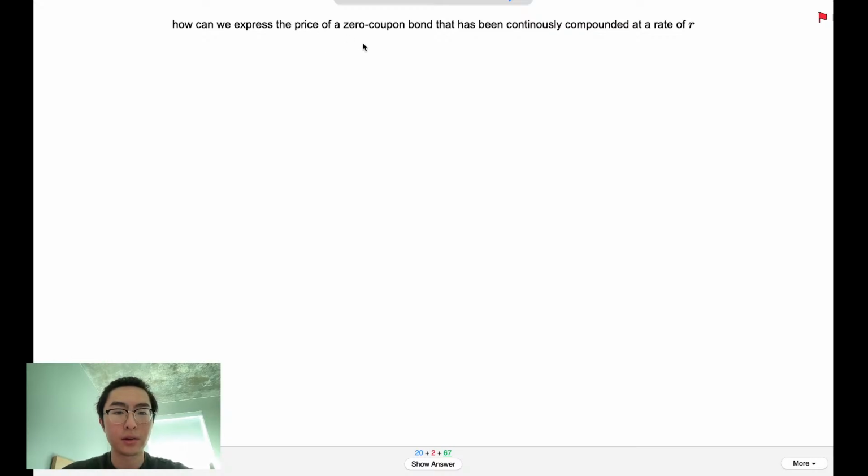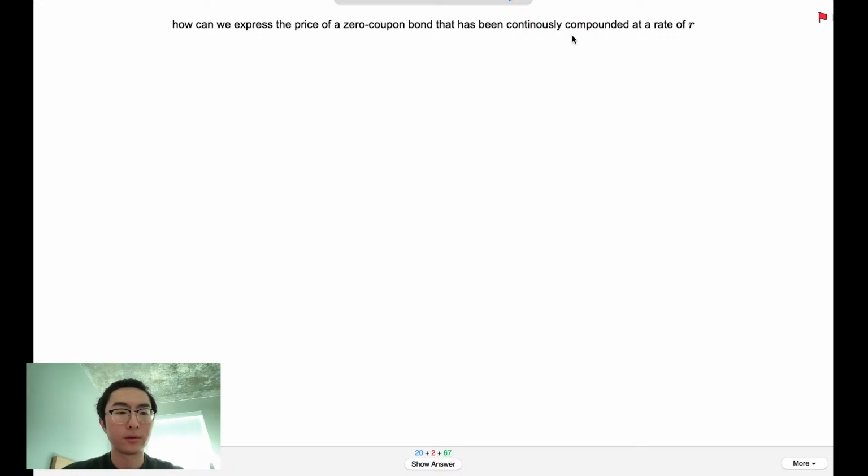How can we express the price of a zero coupon bond that has been continuously compounded at a rate of r? The price of a zero coupon bond. So a zero coupon bond is a bond that doesn't pay out any interest at all, and is issued at a discount, and matures at the par value at maturity.